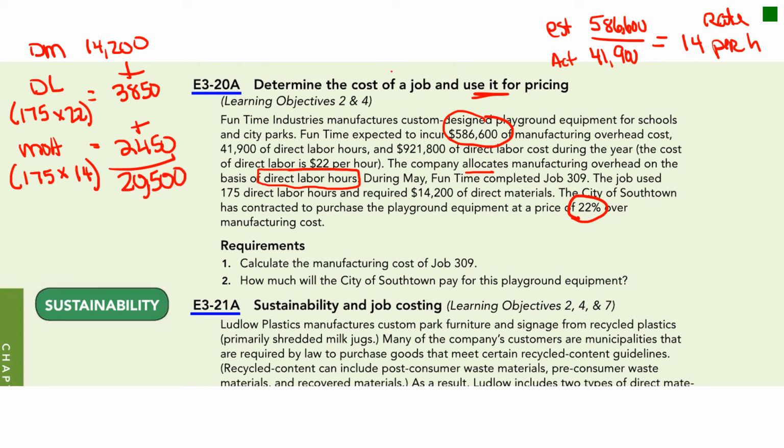So basically that's part 1, the cost of the job. It says how much will the city of Southtown pay for this? What are we going to charge them? You take the cost of the job and simply multiply it by 1.22. That's a 22% markup. So they're going to actually pay a price of $25,010. That would be the sales price of how much they would be paying. Okay, so that's basically the idea.